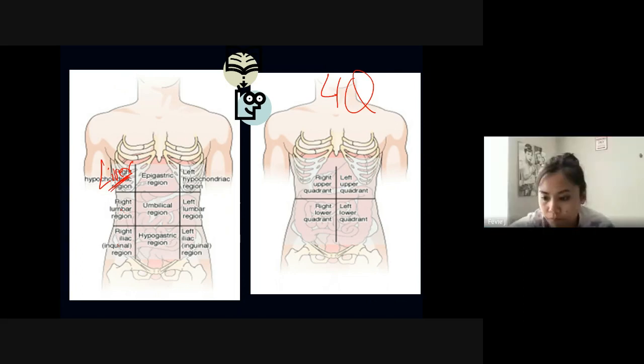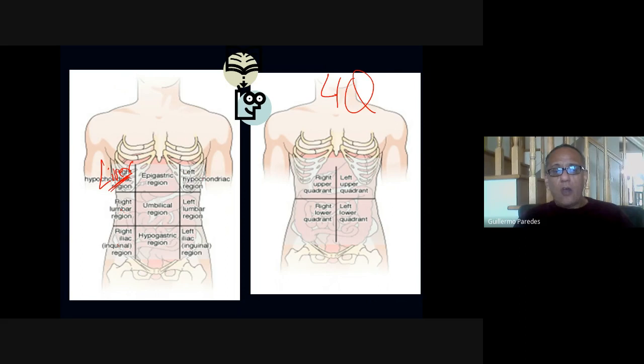And you always forget about the poor spleen. Don't forget about the spleen. The left hypochondriac region is where we have the spleen. So on the right we have the liver, on the left we have the spleen. In the epigastric we have the stomach. Liver, stomach, spleen. You need to practice that.